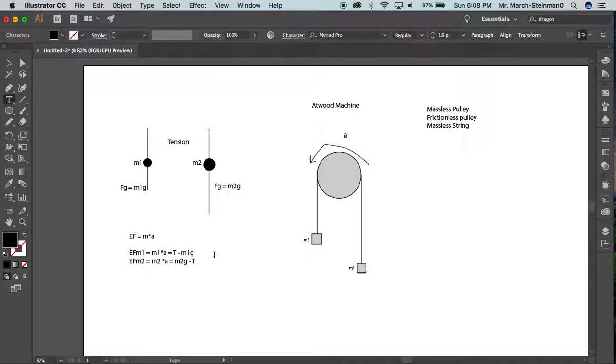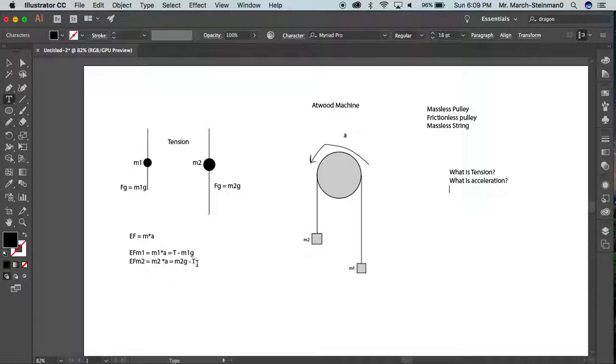Now, if I'm running through this, I can say, okay, well, this looks like a system of equations. If the tension is the same, I can probably eliminate it and solve for what I'm looking for, which initially I'm going to say I want to know what the acceleration is. So I want to know two things. What is tension? What is acceleration? So now I have a system.